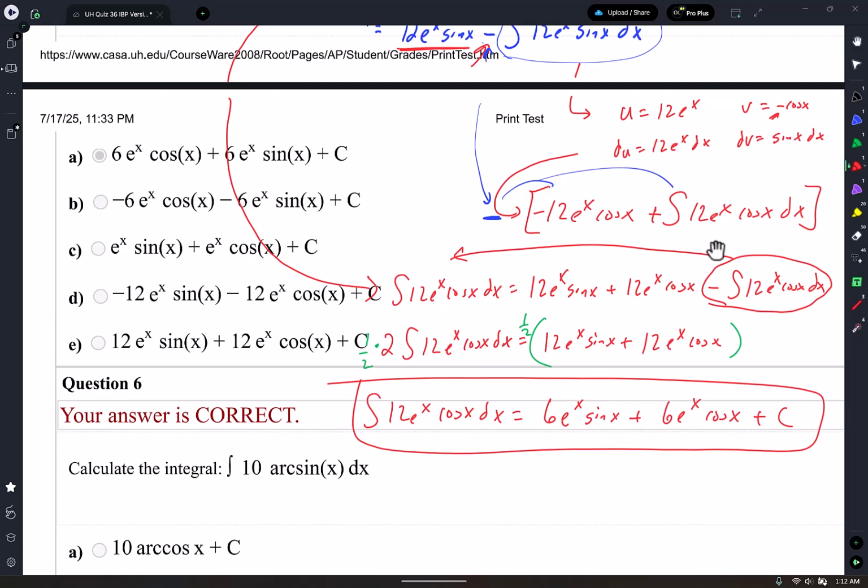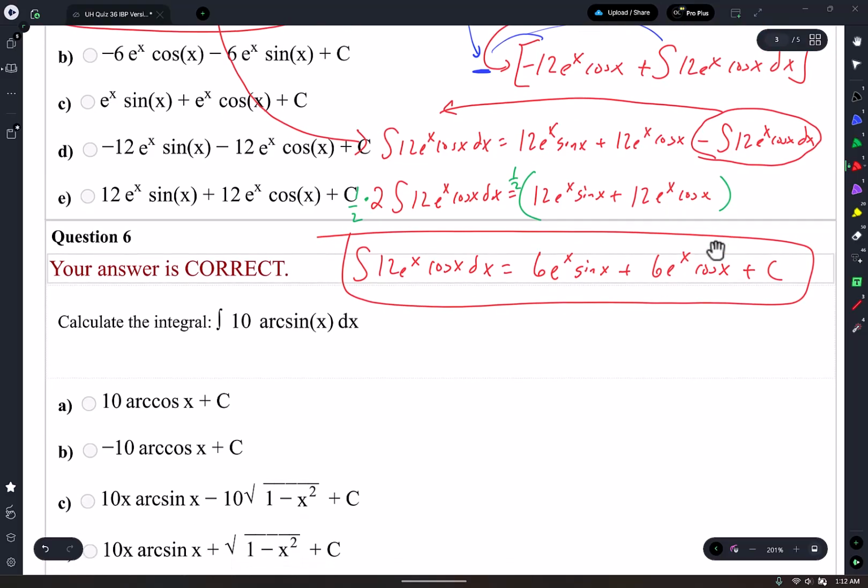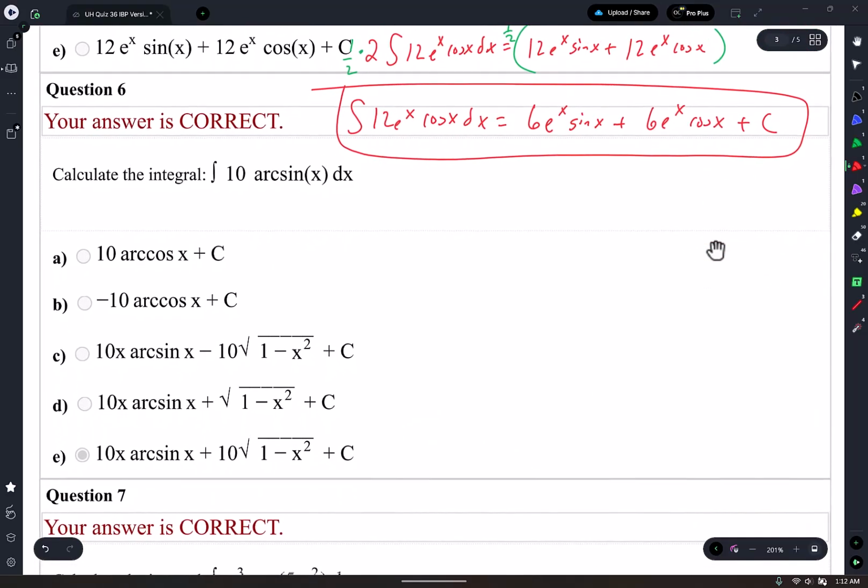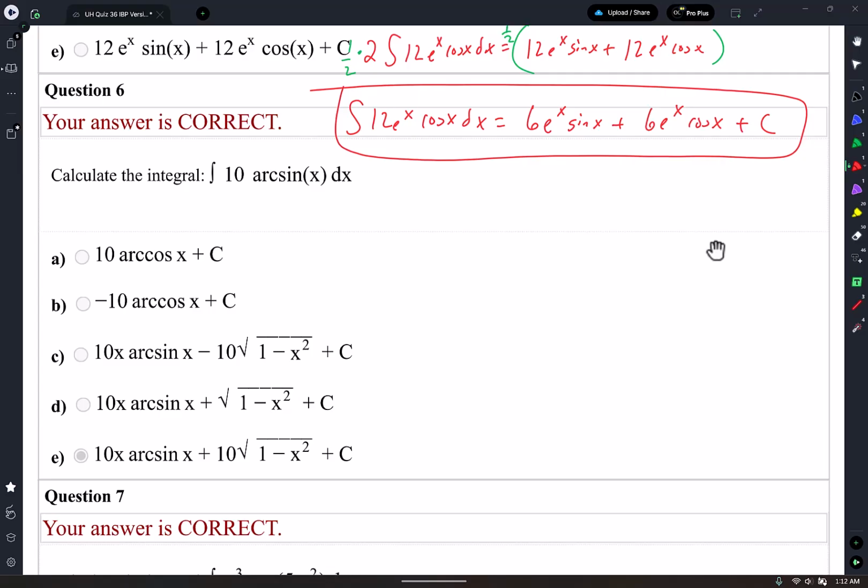So let's see, what do we got right here? All right, so let's see. This one hopefully will be fast. We'll see right now.